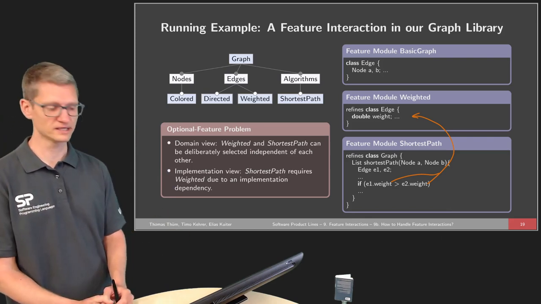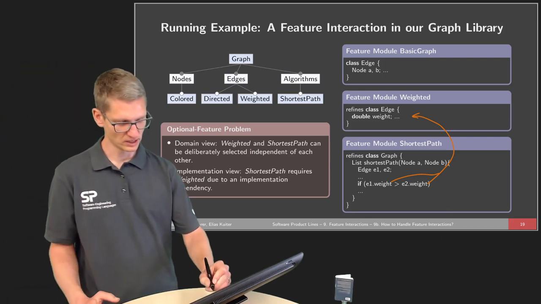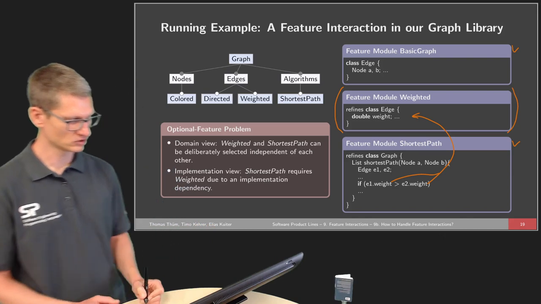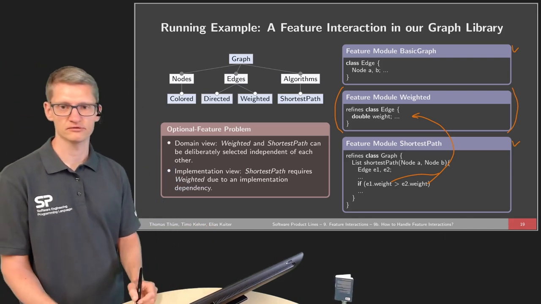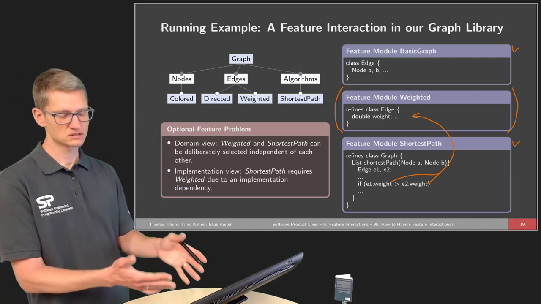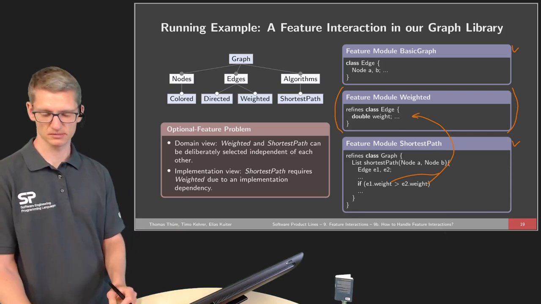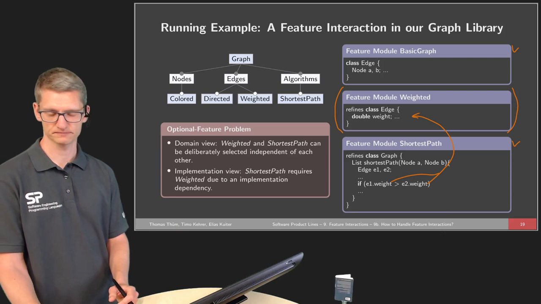And if we would say we are excluding this feature but we are selecting the basic graph and we are selecting the feature module shortest path, then we would have a problem similar to the problem that we've seen earlier with the preprocessor-based implementation of the graphs.